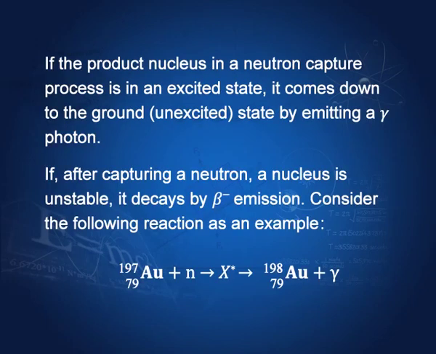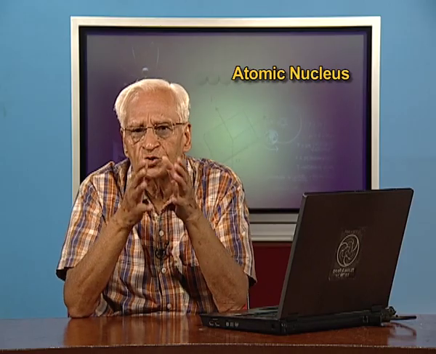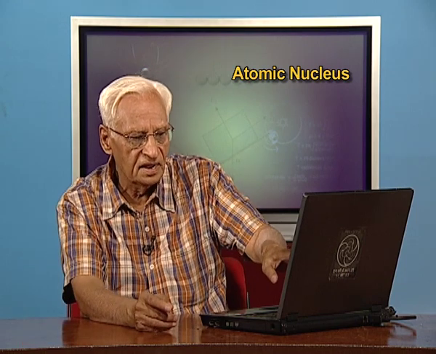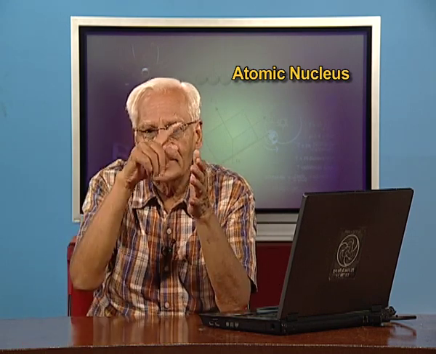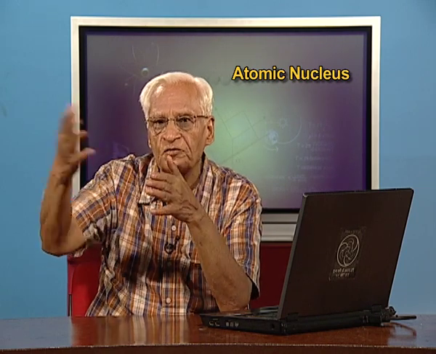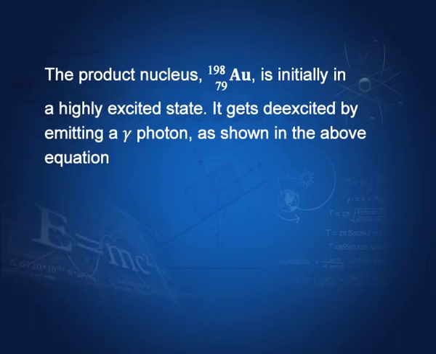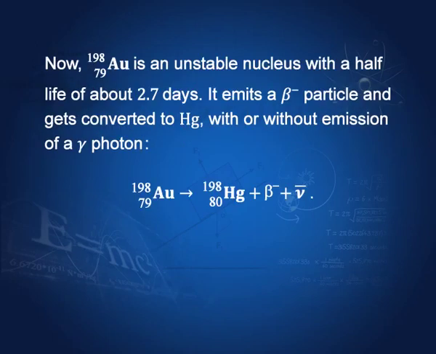If the product nucleus in a neutron capture process is in an excited state... You see, most of the time when a neutron is captured, the product nucleus, or the daughter nucleus (this is known as the parent nucleus, this is known as the daughter nucleus), is usually left in an excited state, and then it comes back to the ground state by emitting a gamma particle. Remember, in an atom, an electron comes back to the ground state by emitting a photon of energy which is much smaller than this energy. In the case of a nucleus, the gamma particle is emitted once the excited nucleus comes down to the ground state.